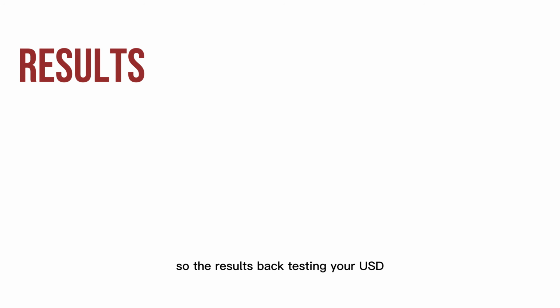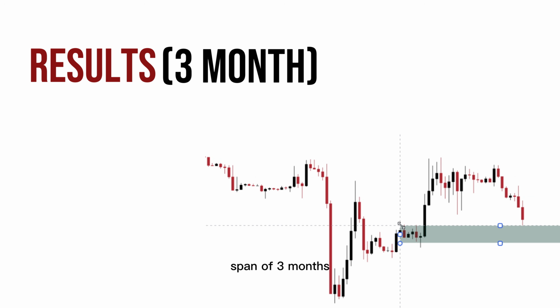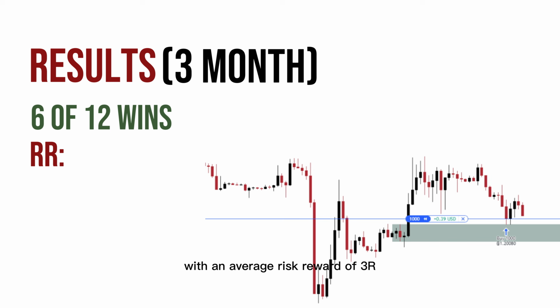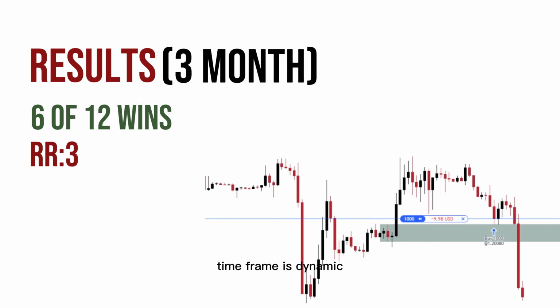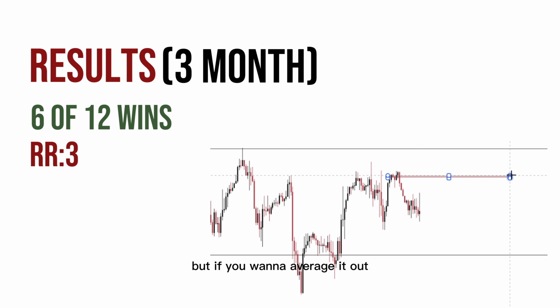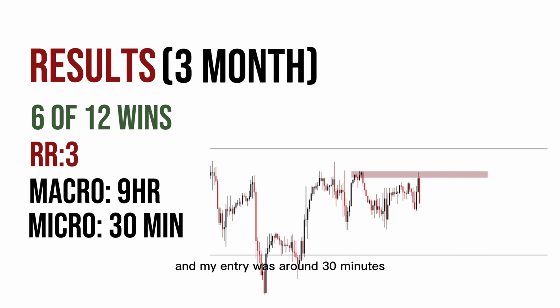So the results backtesting your USD using our high probability order blocks over a span of 3 months, the results were 6 out of 12, which is 6 wins out of 12 setups with an average risk to reward of 3R. And time frame wise, time frame is dynamic. Why is it dynamic? Because economy is dynamic and foreign exchange currency is economy. But if you want to average it out, my higher time frame was around 9 hours and my entry was around 30 minutes.